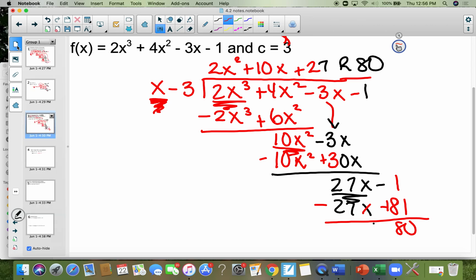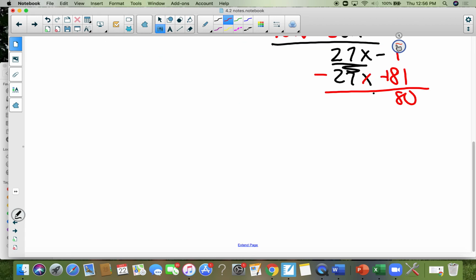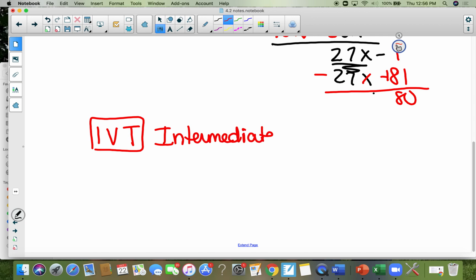Before we move on to the factor theorem, I want to talk about one other thing on this page. You're going to be tested on the intermediate value theorem. And I just want to bring up what the IVT is, the intermediate value theorem.